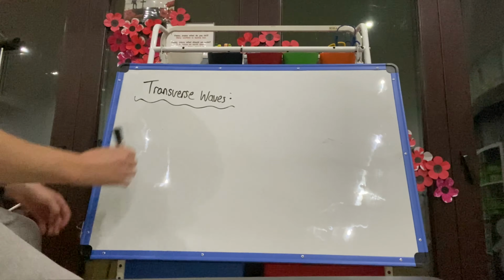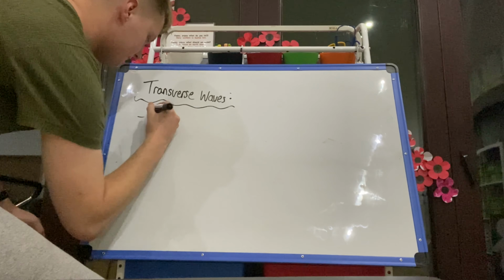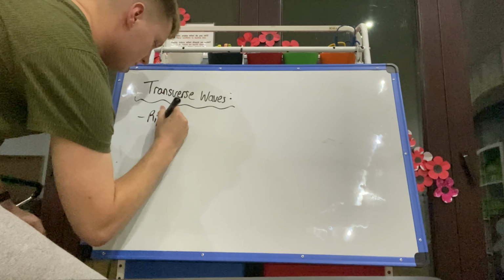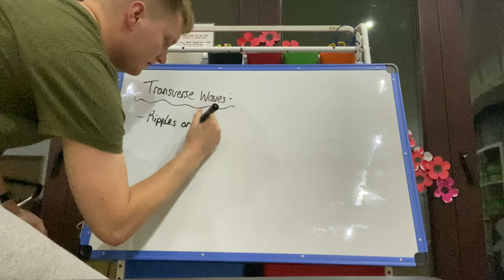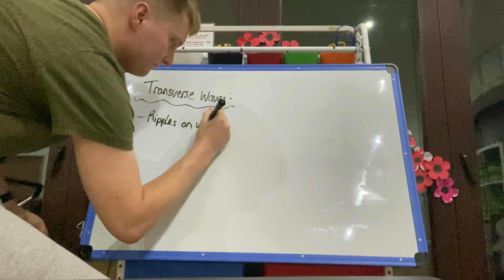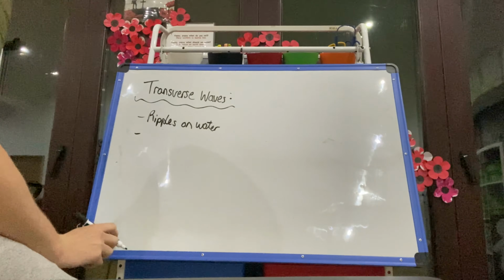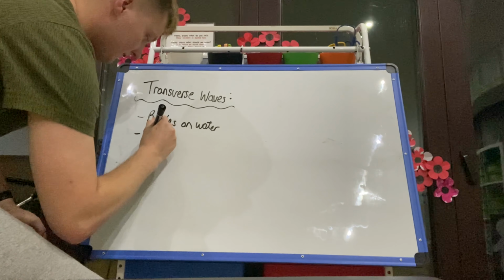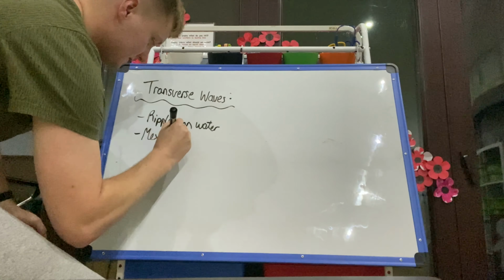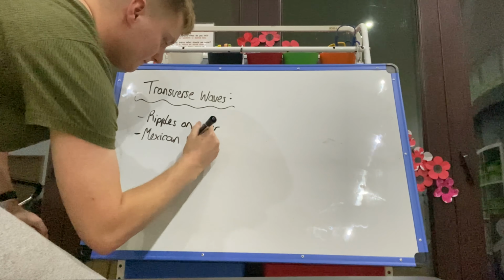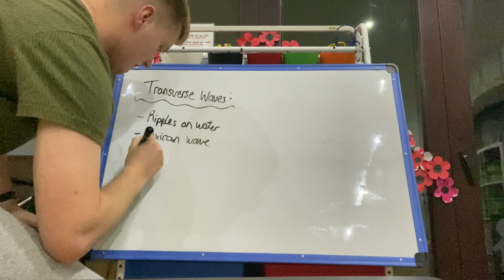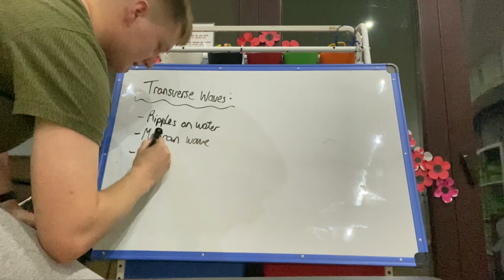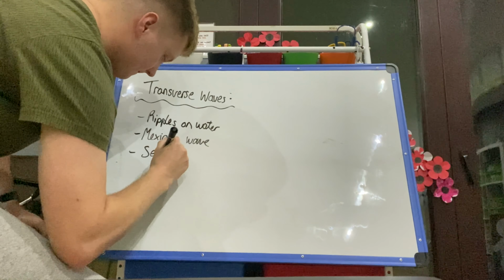So some examples of transverse waves are ripples on the surface of water. Another example is a Mexican wave. That is in fact an example of a transverse wave. There's also seismic S waves.